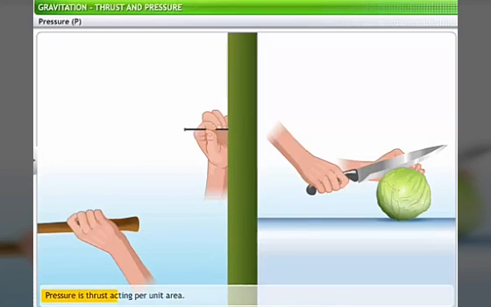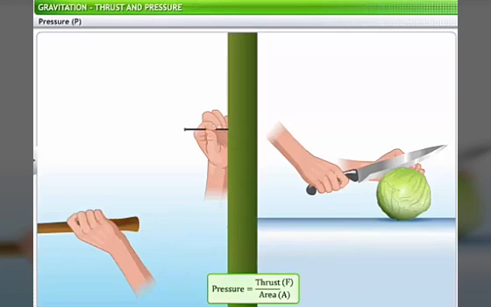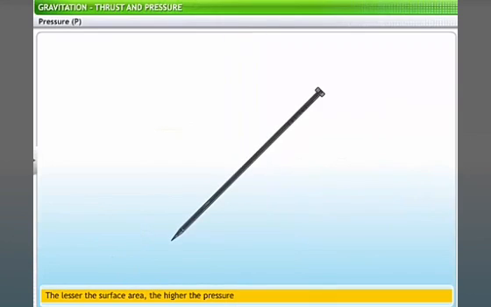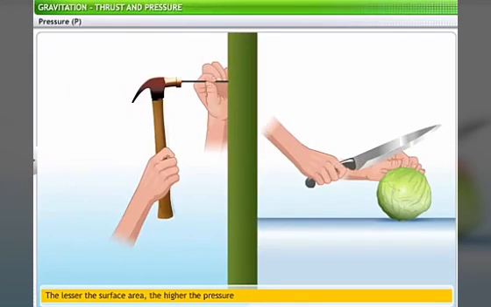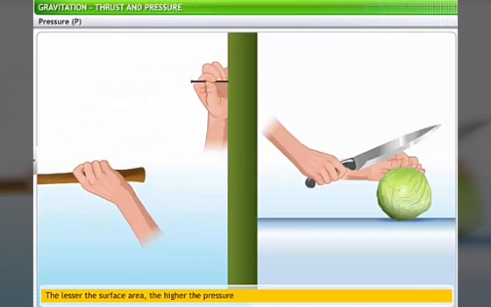In other words, pressure is the amount of thrust acting on a unit area. Pressure is denoted by the letter P. Hence, pressure is calculated by dividing thrust by area. The lesser the surface area of an object, the more the pressure applied by that object. The pointed tip of the nail minimizes the surface area of the nail on which thrust is applied. Therefore, while driving the nail into the wall, the pressure of the hammer is maximized, which helps drive the nail into the wall.